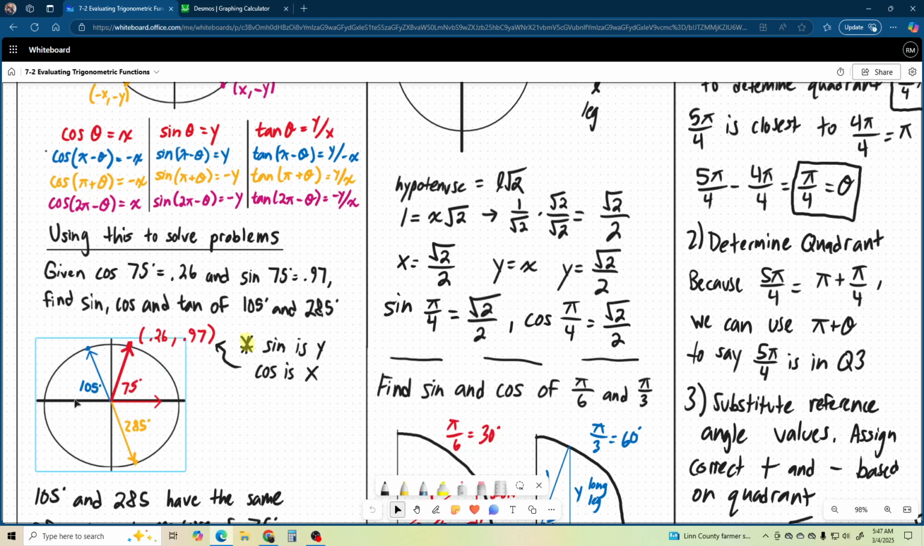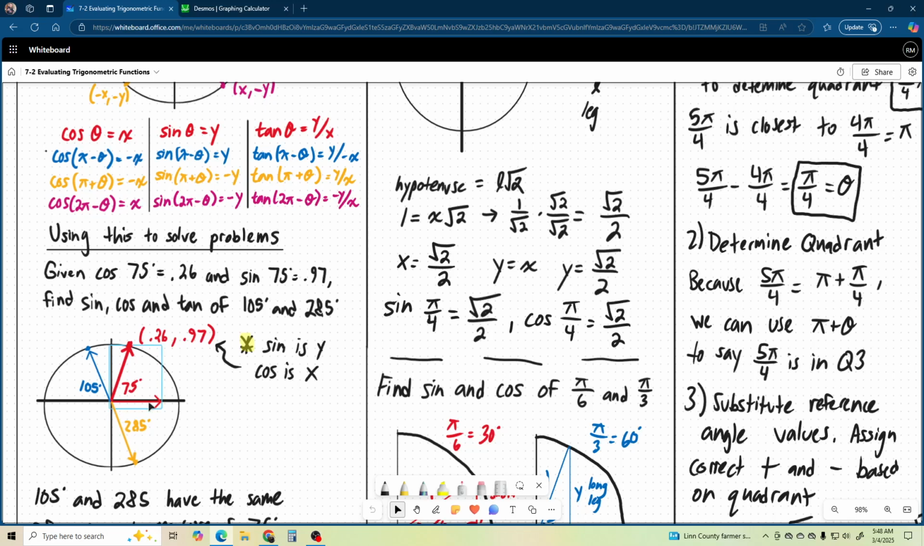If we go 75 degrees backwards from 180, we can get to our point, which is what 105 is in this case. If we did 180 minus 75 degrees, we'd get to 105. So these are the same reference angle, just in different quadrants.